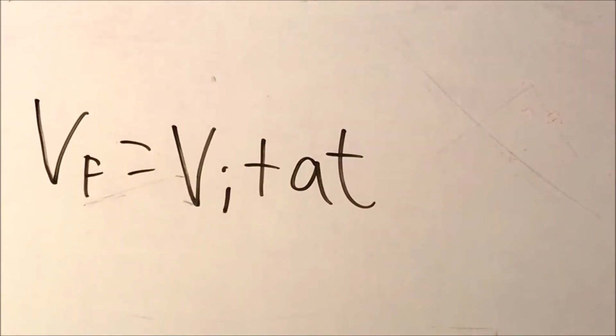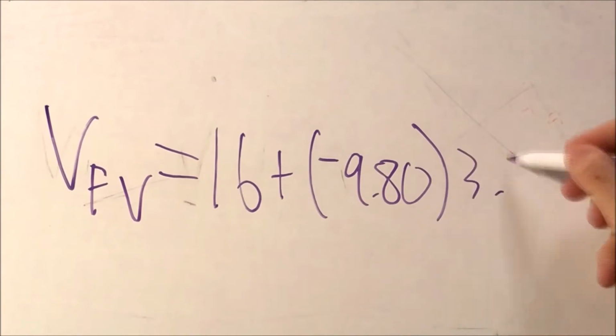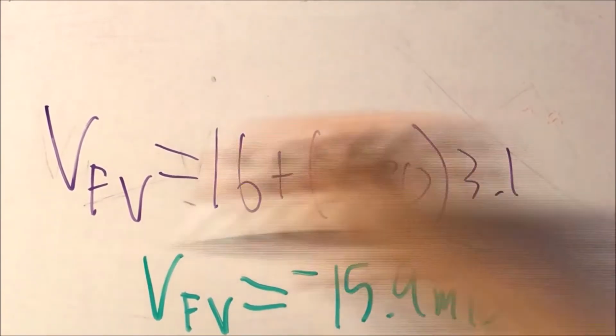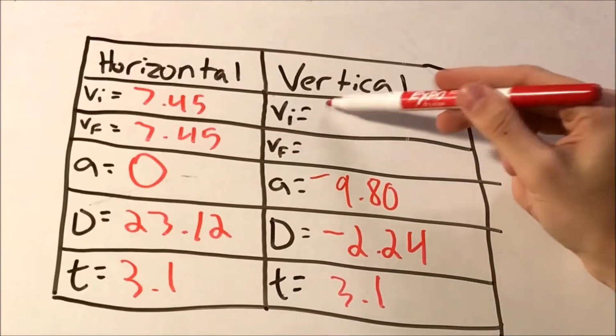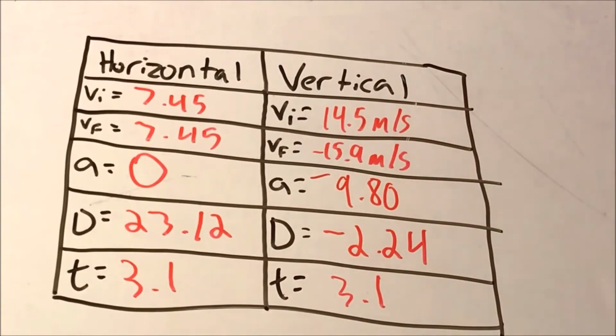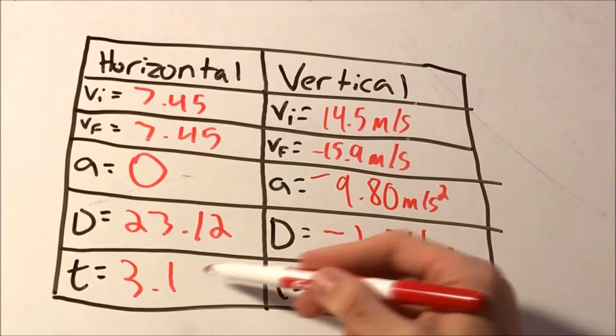We use the same equation as before to find final vertical velocity. We took the initial velocity plus negative 9.80 times the time, 3.1 seconds, to get a final velocity of negative 15.9 meters per second. We then added in the units to complete the Andrews chart.